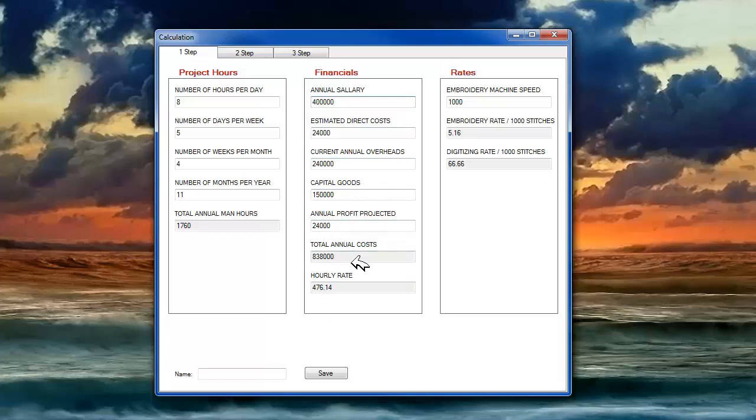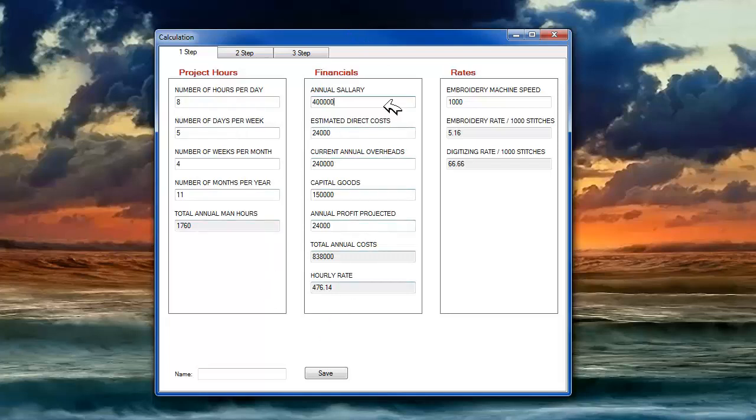Now, with the information that I've put in here, it immediately comes back and tells me that I need to charge my clients 476 Rand and 14 cents per hour that I do work for them. If I was in the States, it meant that I had to charge $47.61 per hour for every hour that I work for a client. And that basically gives me my hourly rate.